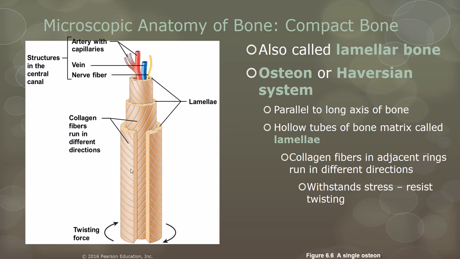So if you were to grab one of the bones in lab and try to twist it, it would be very hard to twist it that way and break it, because of these alternating layers, lamellae, of the collagen fibers, alternating, one layer running left, the next layer running right, left, right, and so forth. So it makes compact bone very strong.